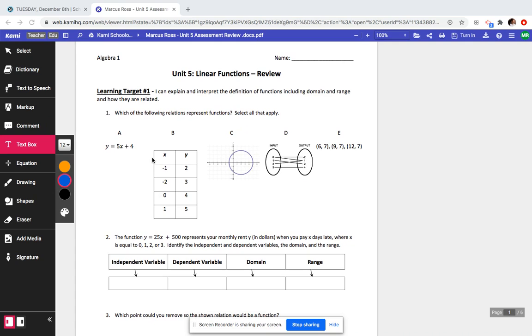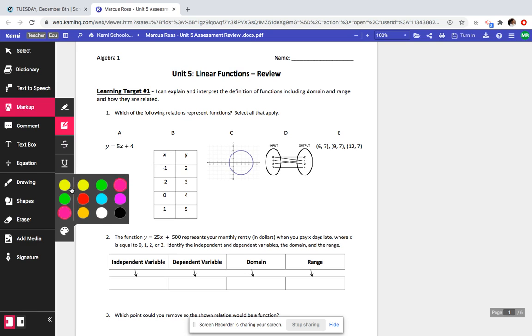And so question 1, it says, which of the following relations represents functions? So you have A, B, C, D, and E. Well, let's go ahead and look at A first. As long as your y and your x completely stand on their own, they don't have an exponent or are in the denominator of a fraction, you do have a function. As long as your y and x do not have an exponent or are not in the denominator of a fraction, you have a function.